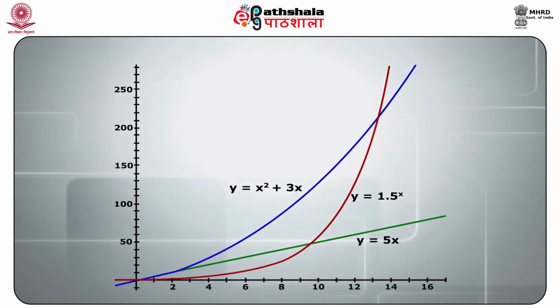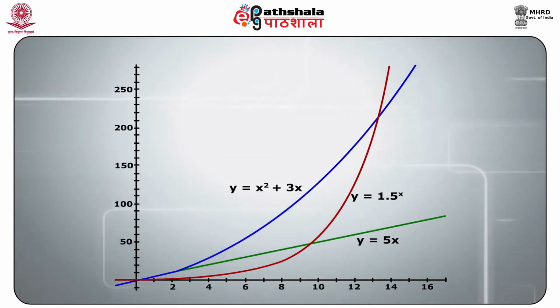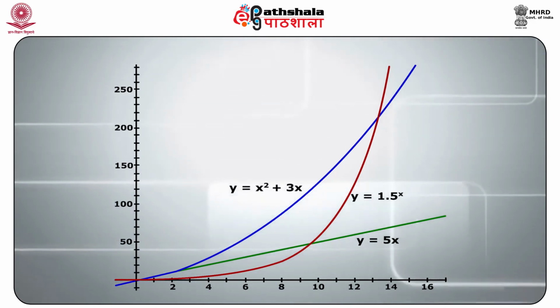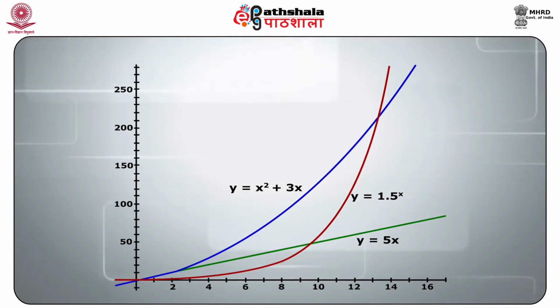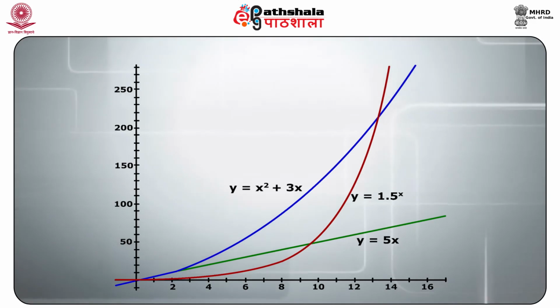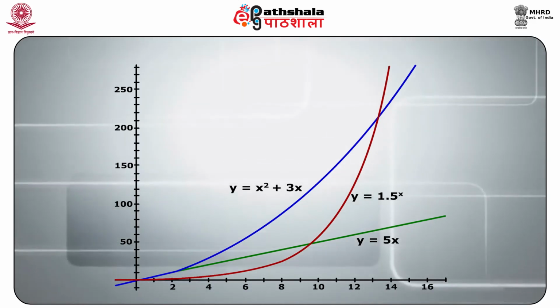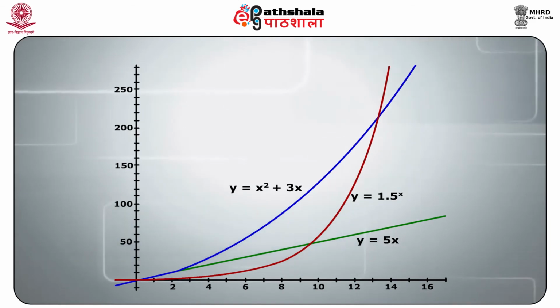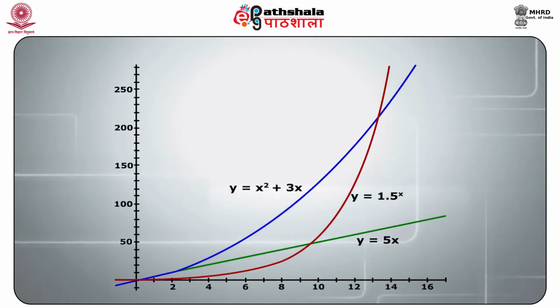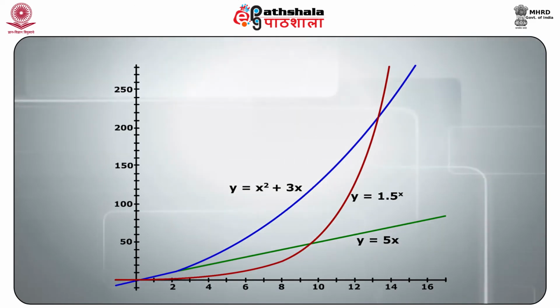The slope of the linear function, we know, is constant. The slope of a polynomial function gradually increases. The slope of an exponential function is initially very low, slow, and suddenly it increases. And if we look at x in both directions, towards the right the exponential function suddenly increases, towards the left it suddenly decreases.